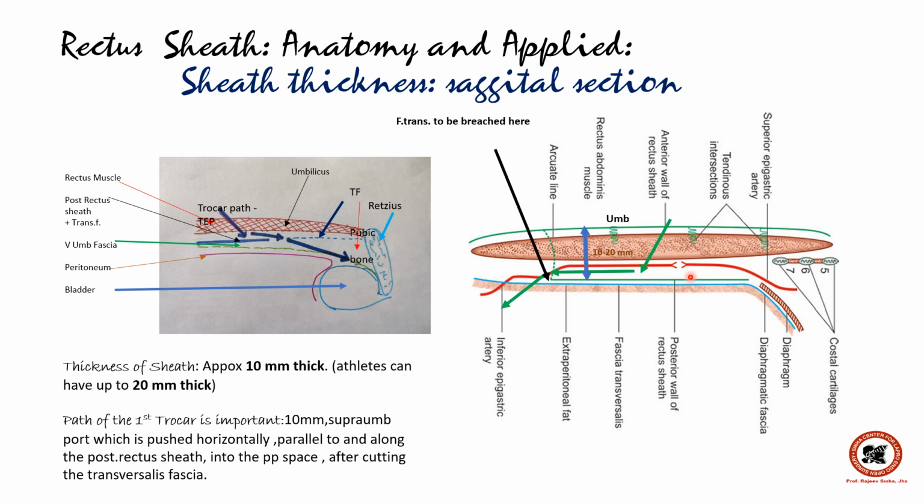That's why in those persons, it is very easy to damage the posterior rectus sheath. Once you do that, you damage the peritoneum, right? So the course of the trocar is very important. It goes oblique, then absolutely horizontal, parallel to the rectus and the posterior rectus sheath, and then again oblique.